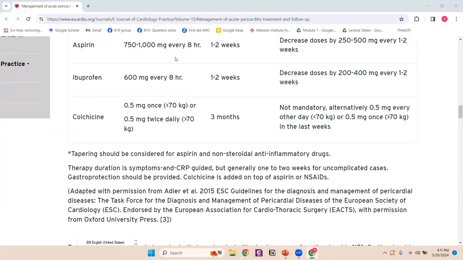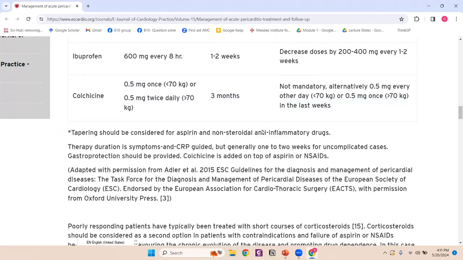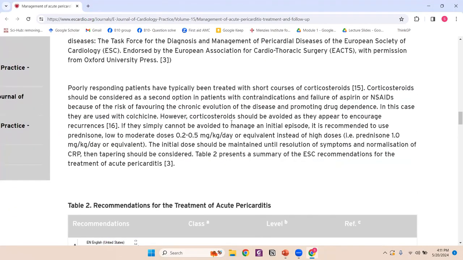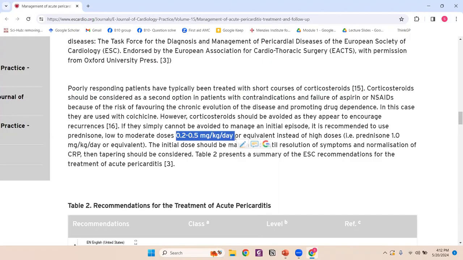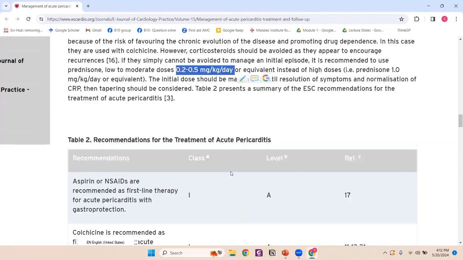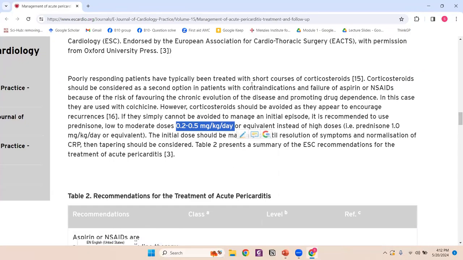Okay. Then steroids, yes. One of you has asked about steroids. Yes, steroids, you can use when the patient is not responding well. So for poorly responding ones, you can use corticosteroids. Again, you can use the corticosteroid starting with a very small dose, like a dose of 0.2 to 0.5. And that is also for cases which are not responding to NSAIDs.